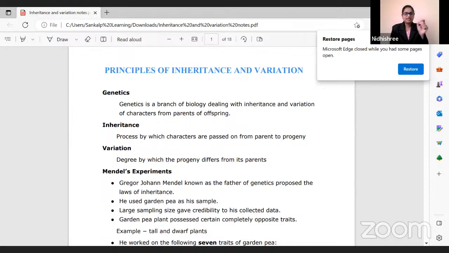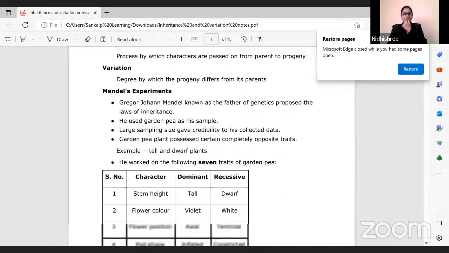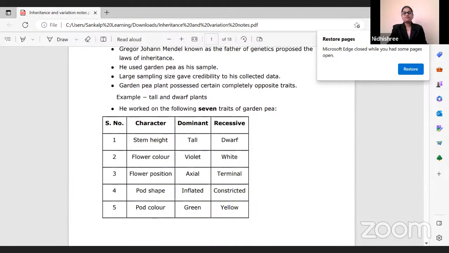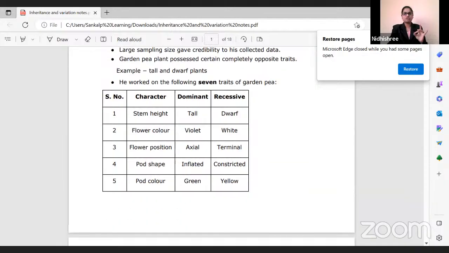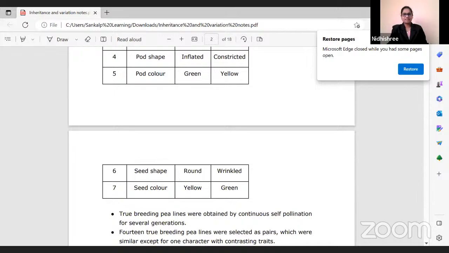Genetics, we know, is a branch of biology which deals with inheritance and variation. Inheritance is the process by which characters are passed from parents to offspring. This we will be learning in the theory class. We have to mainly focus on contrasting characters of Mendel. 7 characters he considered: stem height, flower color, flower position, pod shape, pod color, seed shape, and seed color. Out of these 7 contrasting characters, we have to focus on which is a dominant character and which is a recessive character.